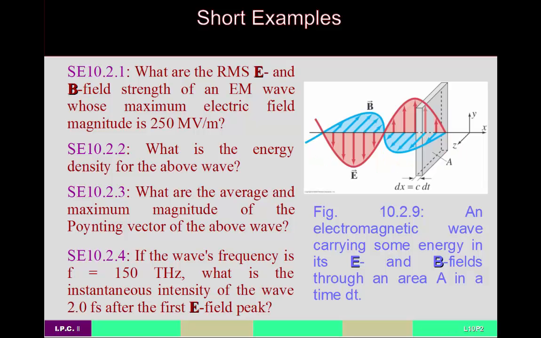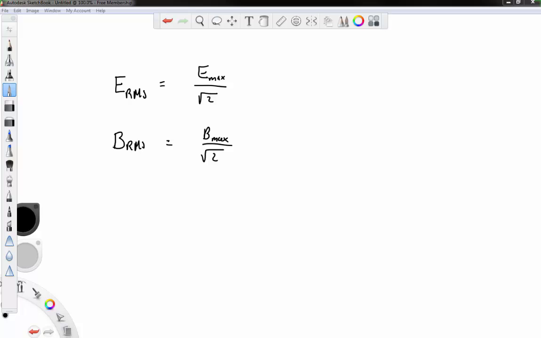Alright, so now I would like to work through a few examples. So we'll start off with a couple examples of the energy and just basically the wave properties and energy transported by some wave. So let's say that we have an E&M wave whose maximum electric field magnitude is 250 megavolts per meter. What we want to know is what's the RMS E field and B field strength of this wave.